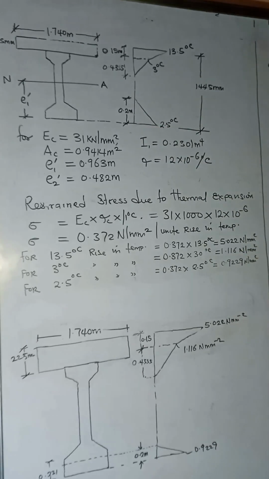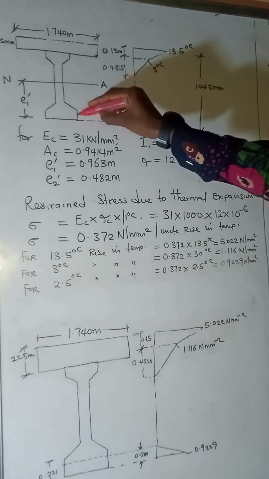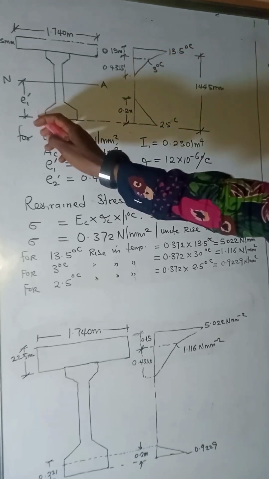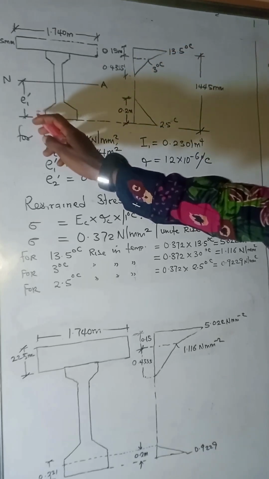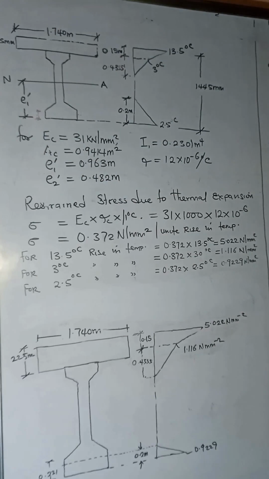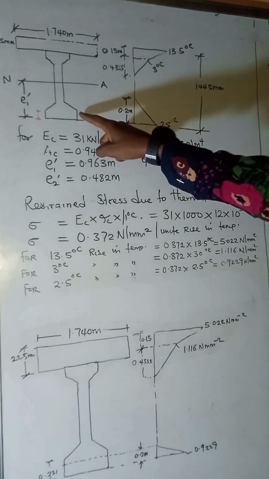So don't mind this drawing. This is supposed to be somewhere around here. Remember that here we have this to be 231 mm. So this value is going to fall around this zone.